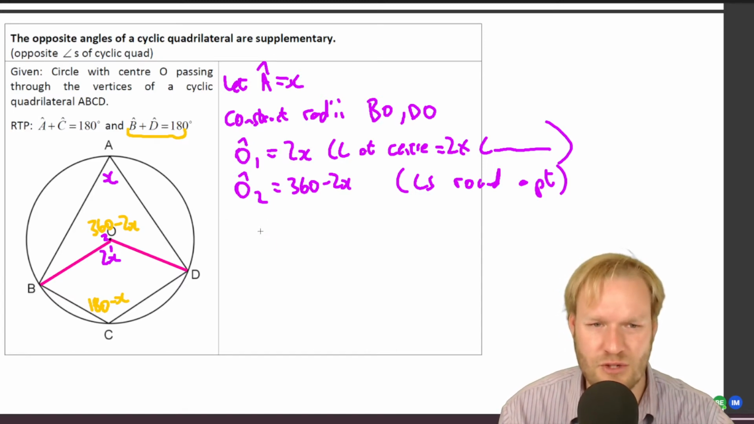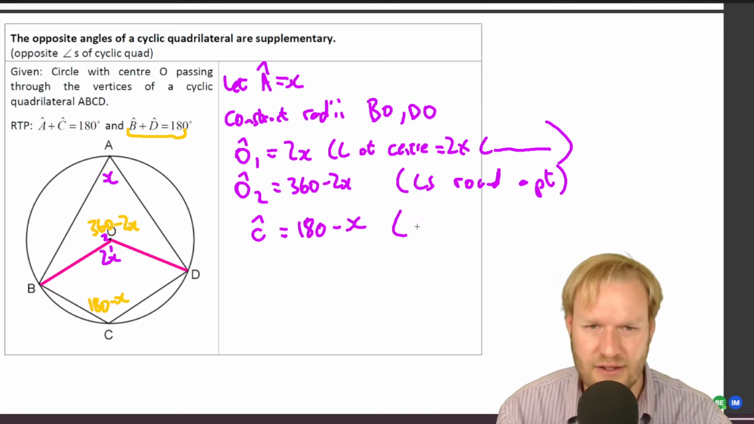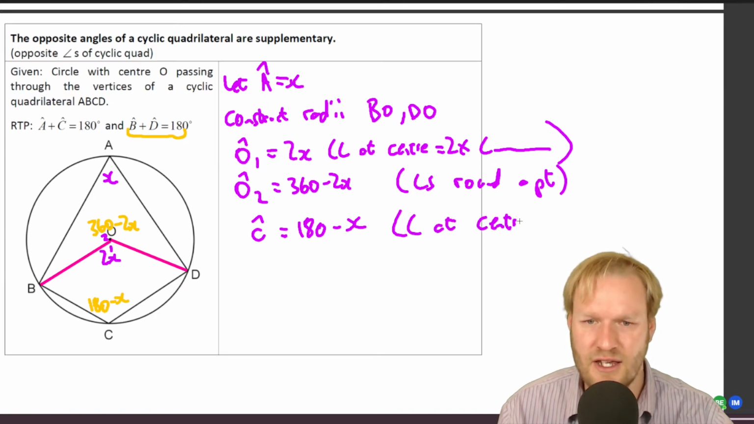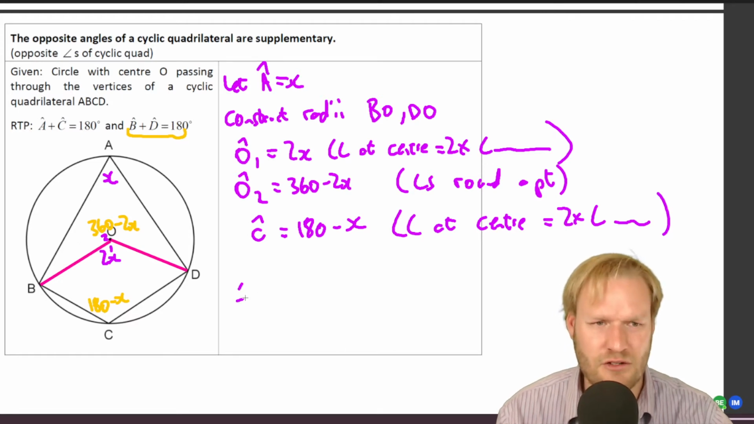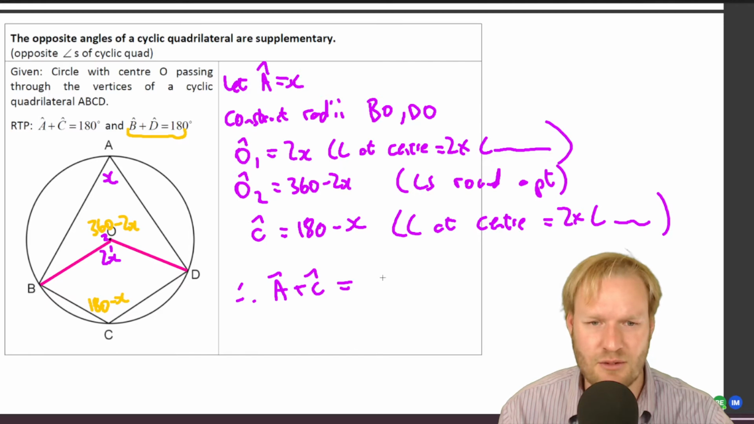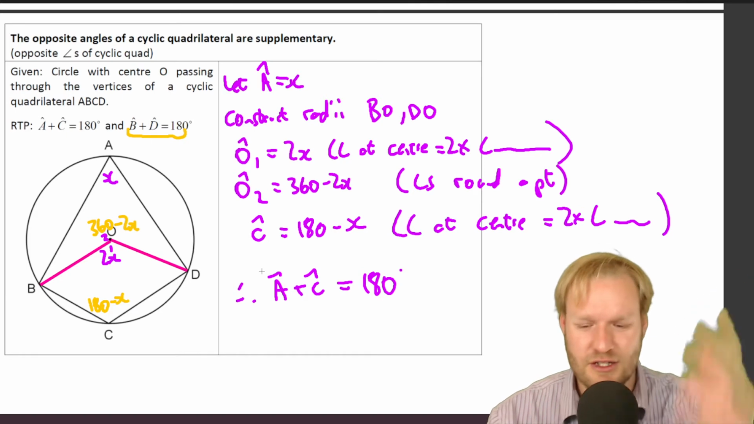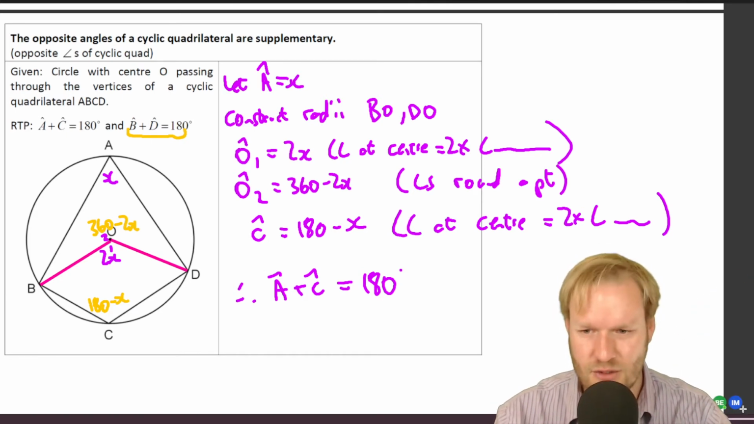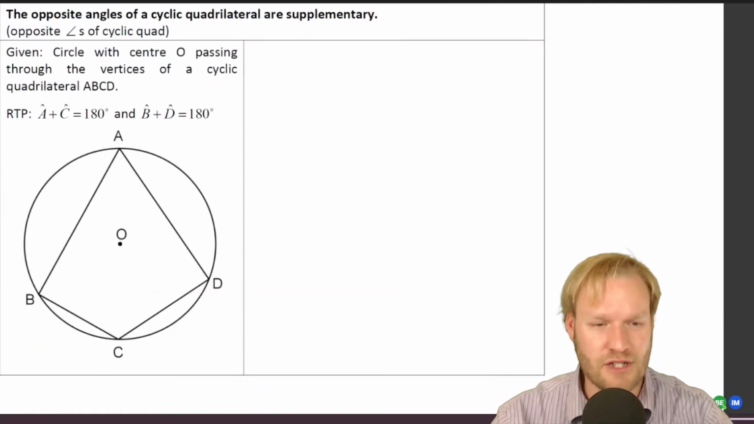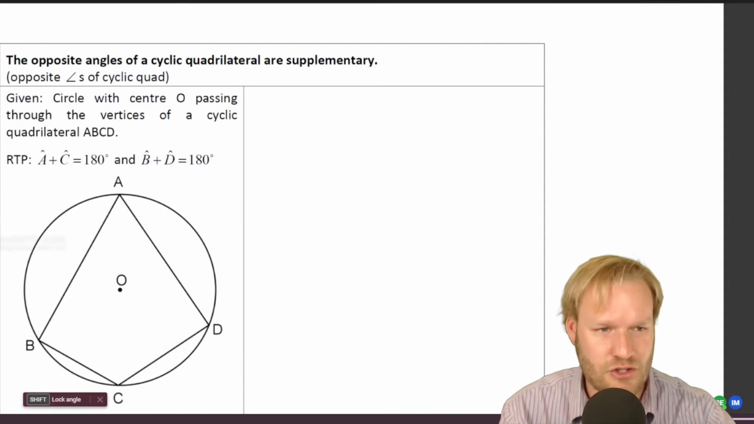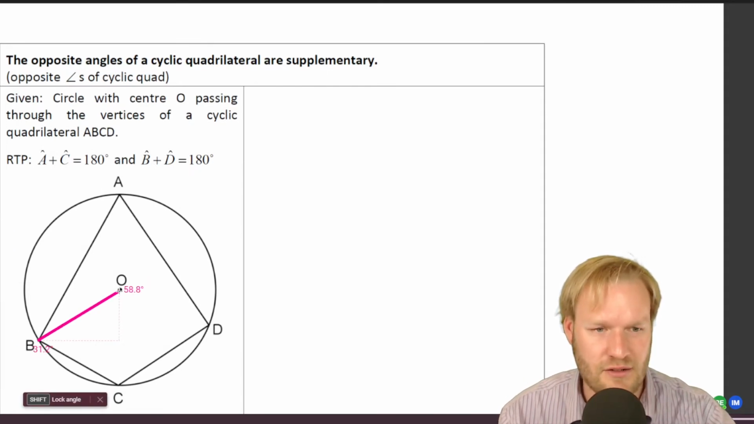And then finally we've got angle C equals 180 minus x. And the reason for that is angle at center equals 2 times angle at circumference. And therefore we've shown that A plus C equals 180. Okay, done. And we've shown the other one because of angles in a quadrilateral. So that's the first way of showing it. And the second way of showing it, let's just get our picture here. Our second way of doing it is also to construct radii, and interestingly, there's another way of doing it.